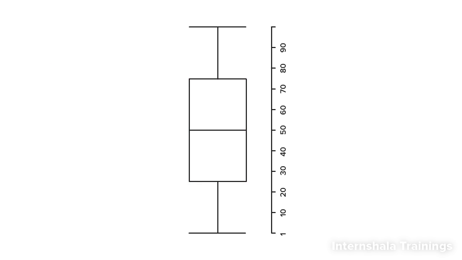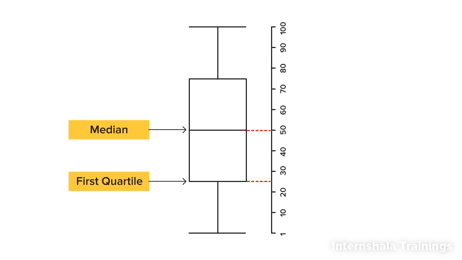Suppose our data consists of 100 observations and we arrange our data in ascending order, then the first quartile will be represented by the 25th value of the dataset. The second quartile will be the 50th value in the dataset, and it will also be the median value, and the third quartile will be the 75th value of the dataset.